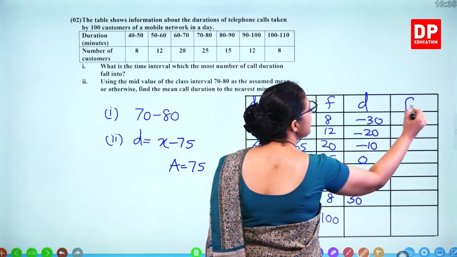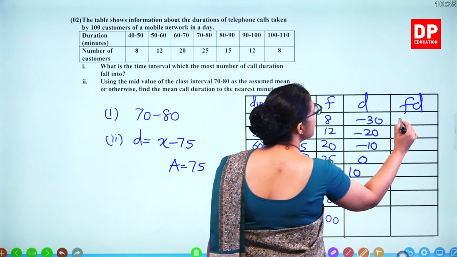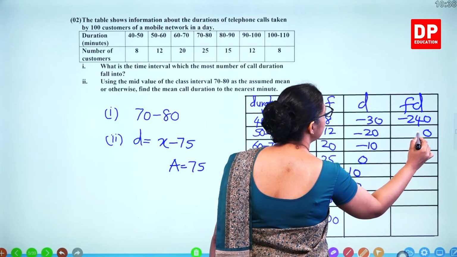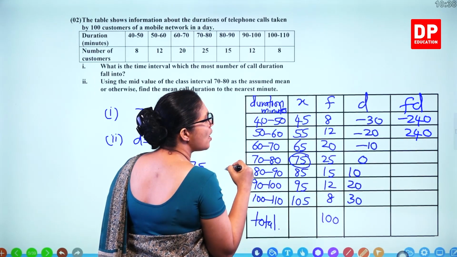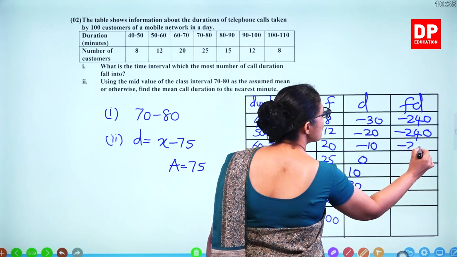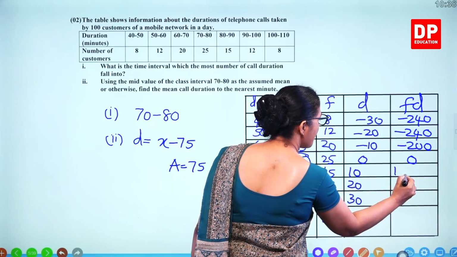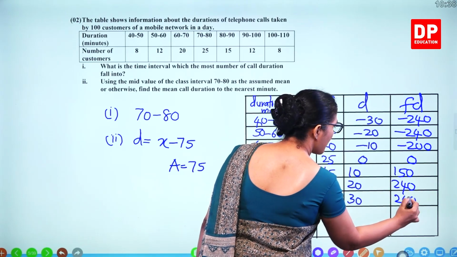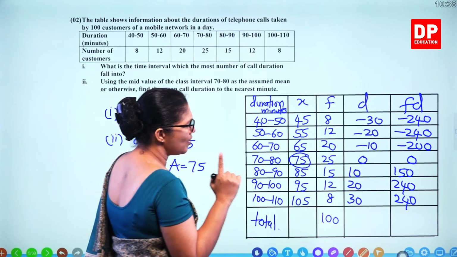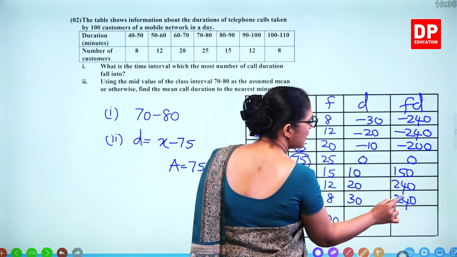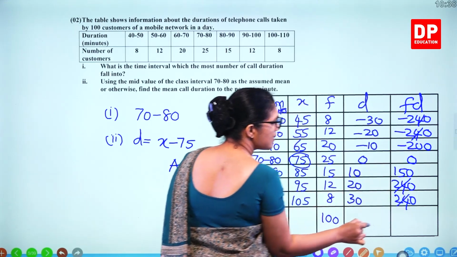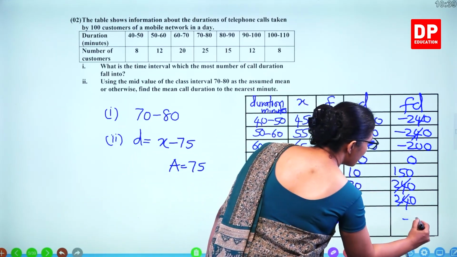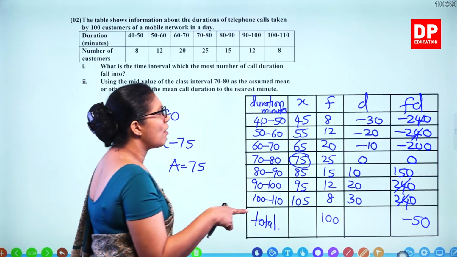Now multiply and get the FD column. 8 times minus 30, minus 240. 12 times minus 20, minus 240. Here minus 200, 0, 150. This is 240 plus 240. Now can you see, you don't need to add here. This and this get cancelled out, this and this get cancelled out. So that means minus 200 and 150. So minus 50 is the answer, the total of FD.